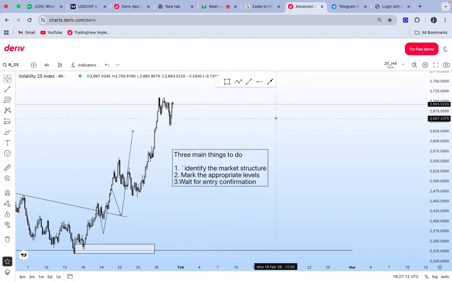Okay. So before you enter any trade, make sure you have done this. If you don't do this, don't enter the trade. Even on your demo account, I want you to do this. Before you take any trade. So one, you should be able to tell the structure. Two, you mark the levels. And then three, you wait for entry confirmation.